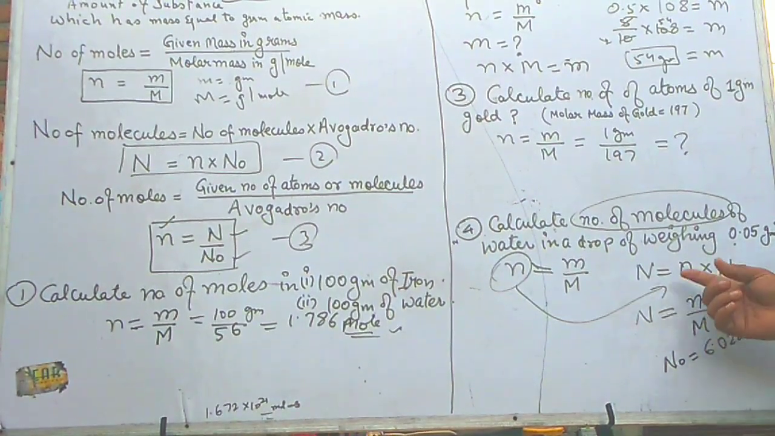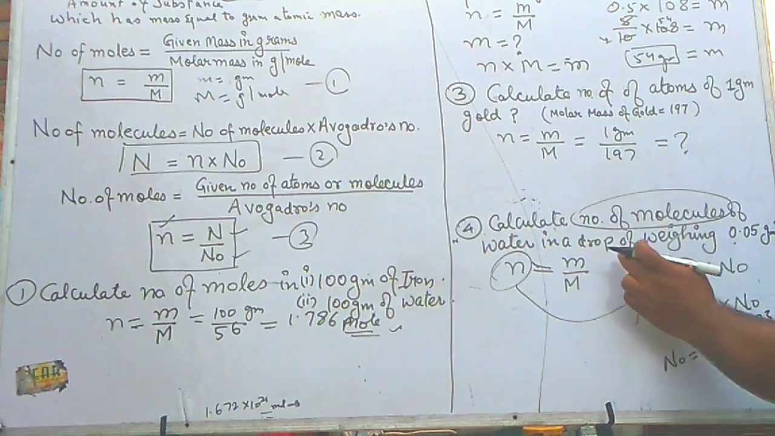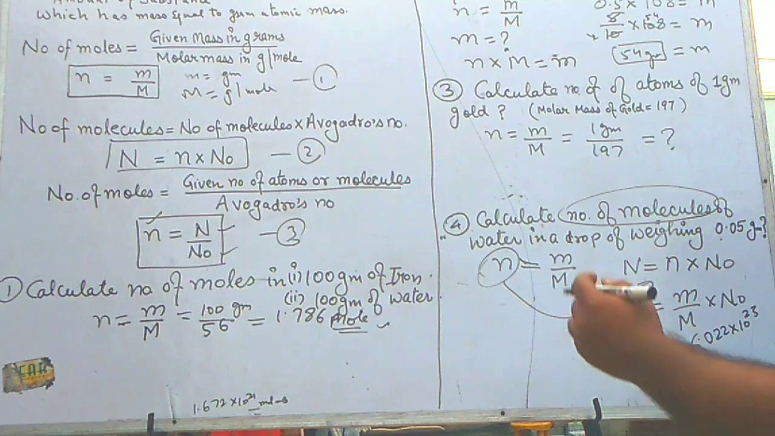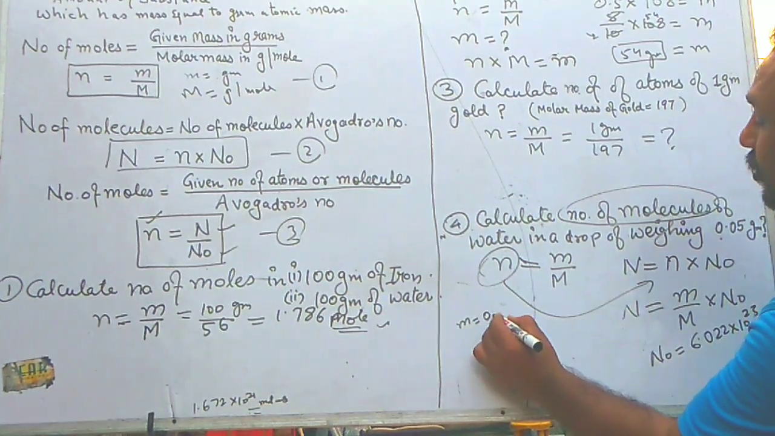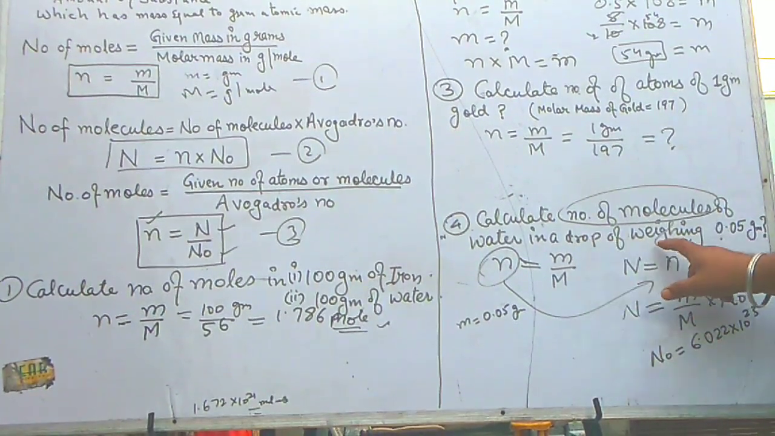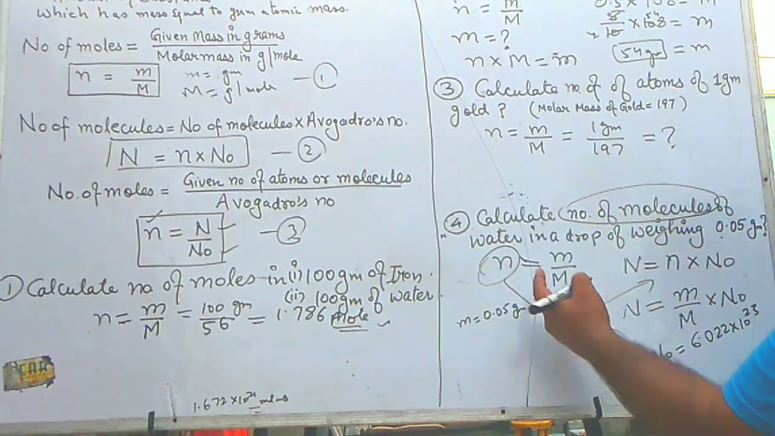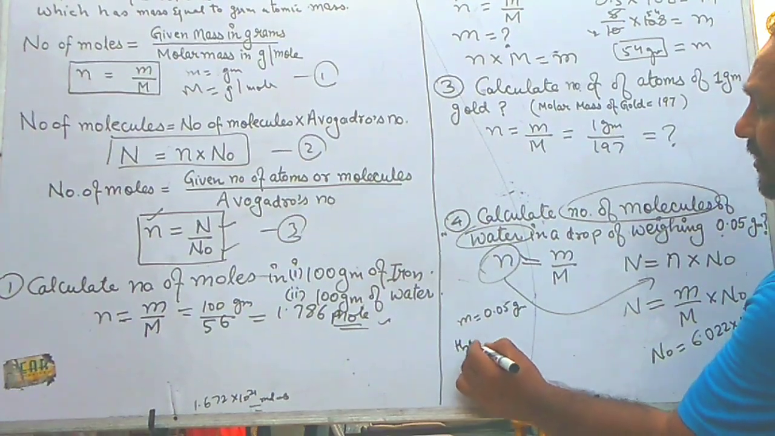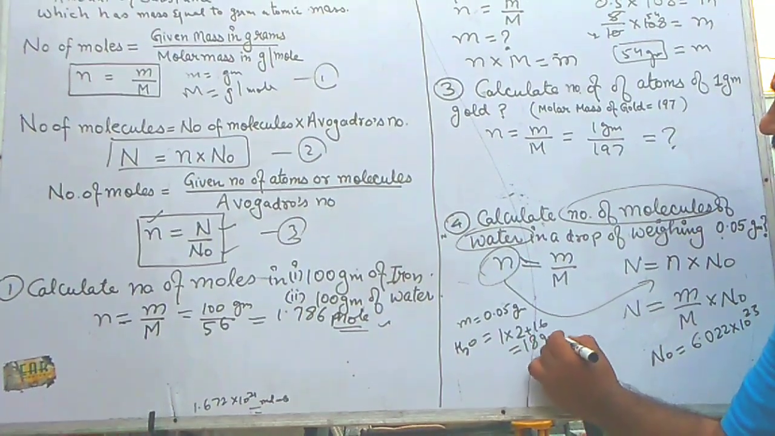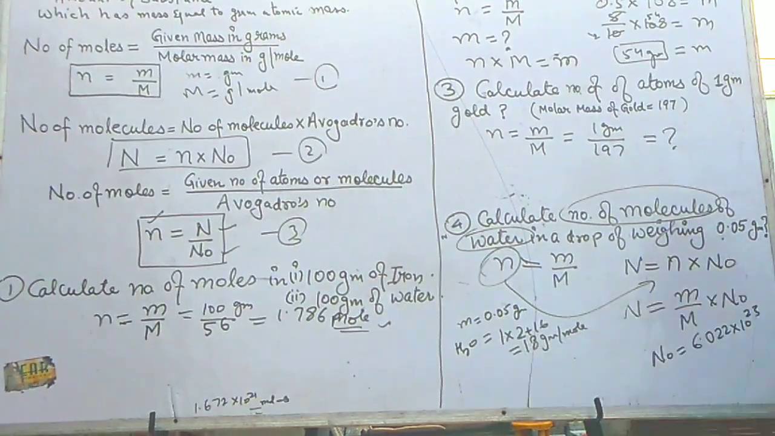Now we will substitute the given values. First of all, what is given? 0.05 gram is the weight, expressed in grams, and that will be the small m. What will be the capital M? Capital M is the molar mass, which we have to find for water. That is H2O: 1 into 2 plus 16, that is 18 gram. So 18 gram per mole is the molar mass for water.